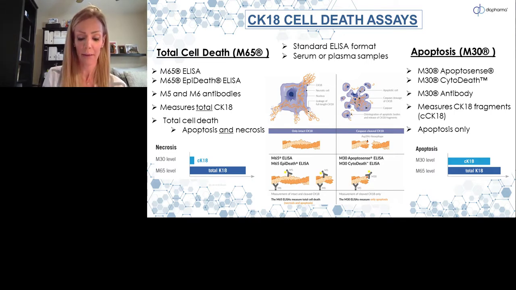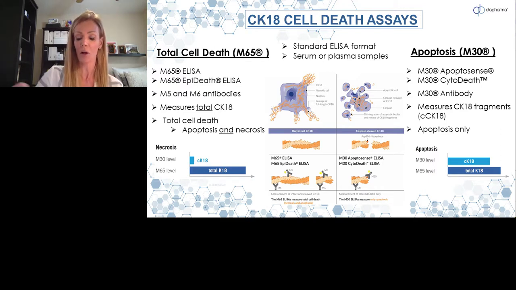In contrast, the M30 ELISAs are specific for apoptosis only. The M30 assays include the M30 Apoptosense and the M30 CytoDEATH kits. The unique M30 antibody in these kits specifically recognizes a neoepitope on CK18 that is formed after the protein is cleaved by caspases. So it only detects the caspase cleaved CK18 fragments and therefore only measures apoptosis. So again, just to review, M65 kits measure both apoptosis and necrosis, and the M30 kits measure specifically apoptosis.